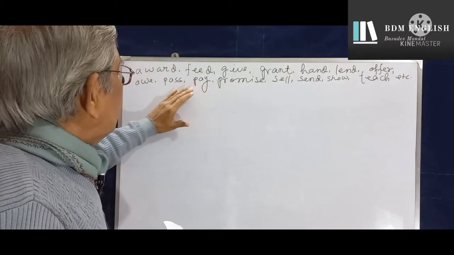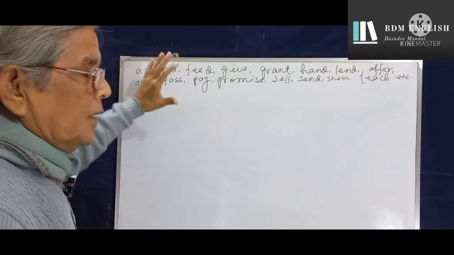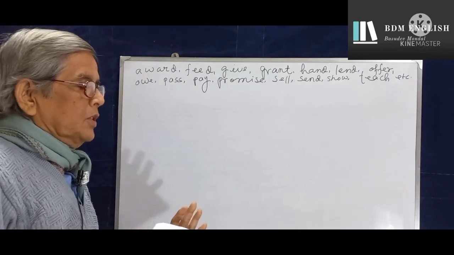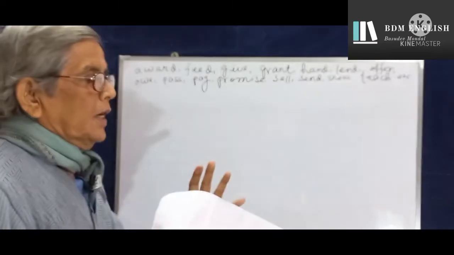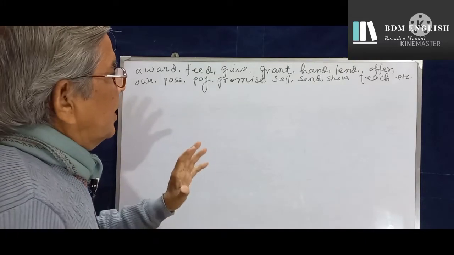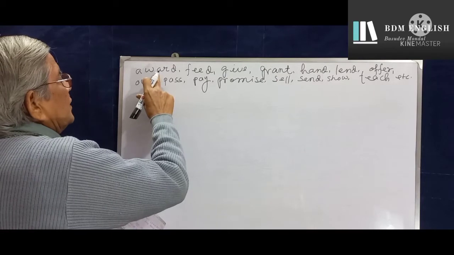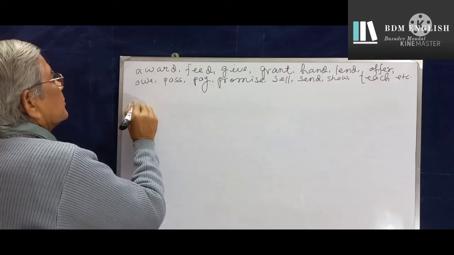Verbs of this group take two objects each. As I told you earlier, one is the direct object, usually a thing, an animal, etc., and the indirect object is often a person. Let us take this verb first.